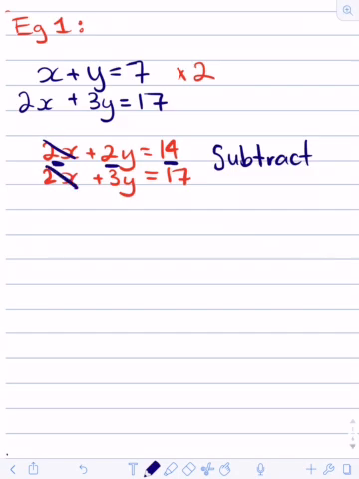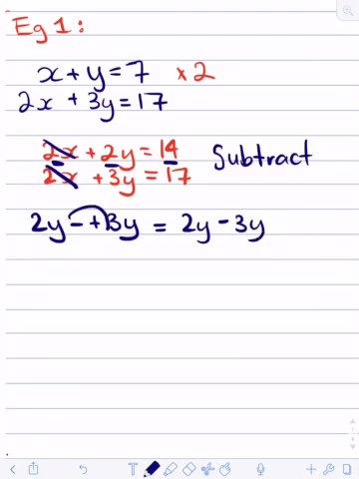When I do 2y minus plus 3y, so let's write this out simply: 2y minus plus 3y. This then equals 2y minus 3y. Why does it equal 2y minus 3y? Because you have that plus and minus in the middle. That cancels out to become a minus. So 2y minus 3y is minus y. And the next one is 14 minus 17, and 14 minus 17 is minus 3. So we have minus y equals minus 3.